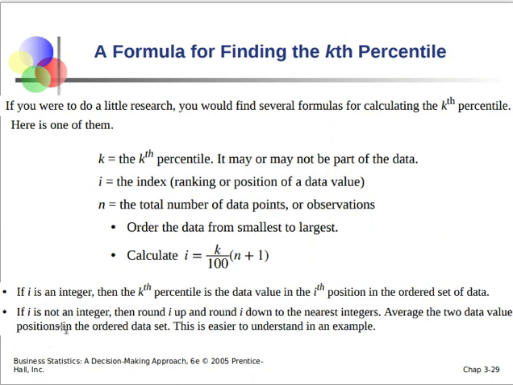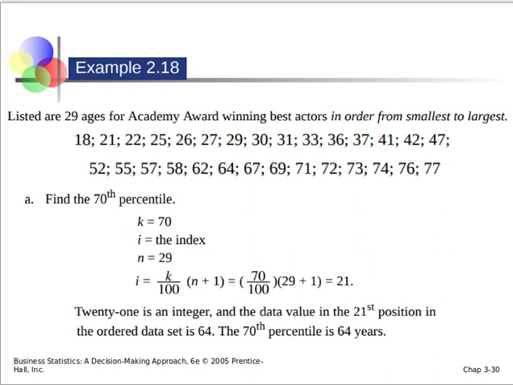Now this is easier to understand in an example. We have an example that follows. Sample 2.18. Listed are 29 ages for Academy Award-winning Best Actors in order from the smallest to largest. So the youngest is 18 and the oldest is 77.